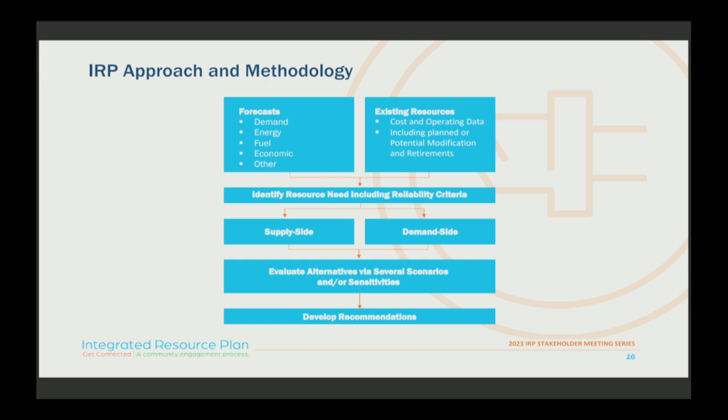So once you identify these things, you look at identifying the resource need, including any reliability criteria that we're required to meet. We have two sides of being able to meet those needs. So one is the supply side and generation on the ground and putting out megawatts. The other is demand side and reducing that overall requirement of energy that you need. You'll evaluate your alternatives and then you'll develop recommendations from there.